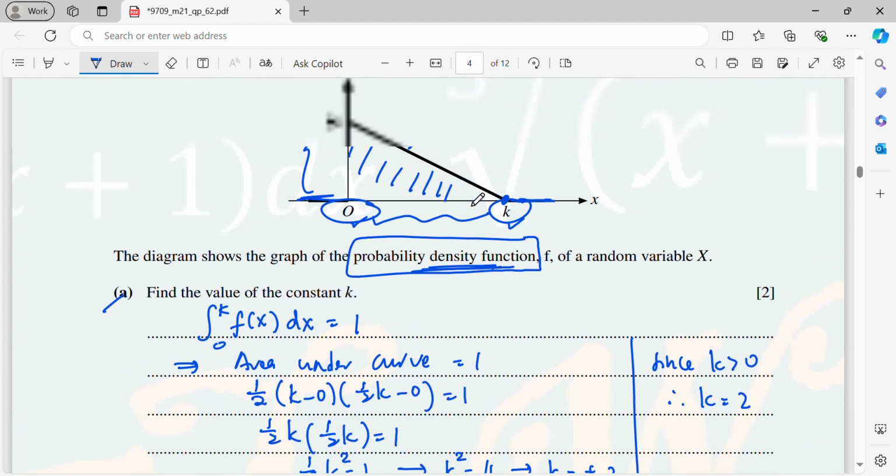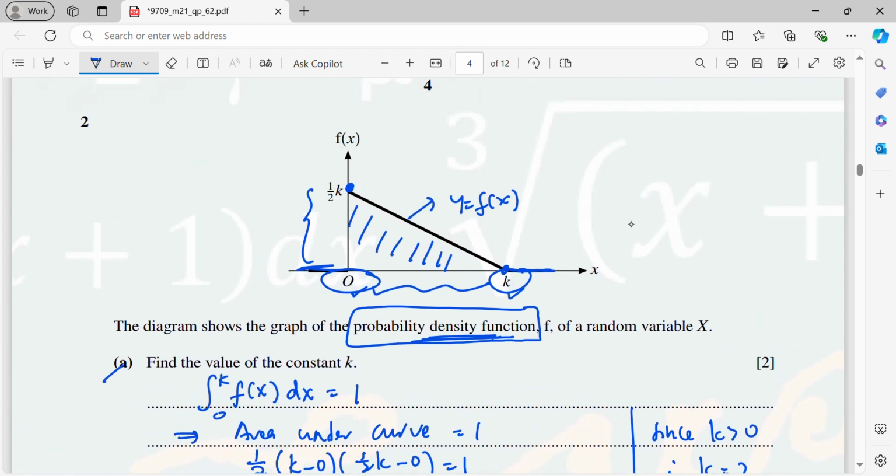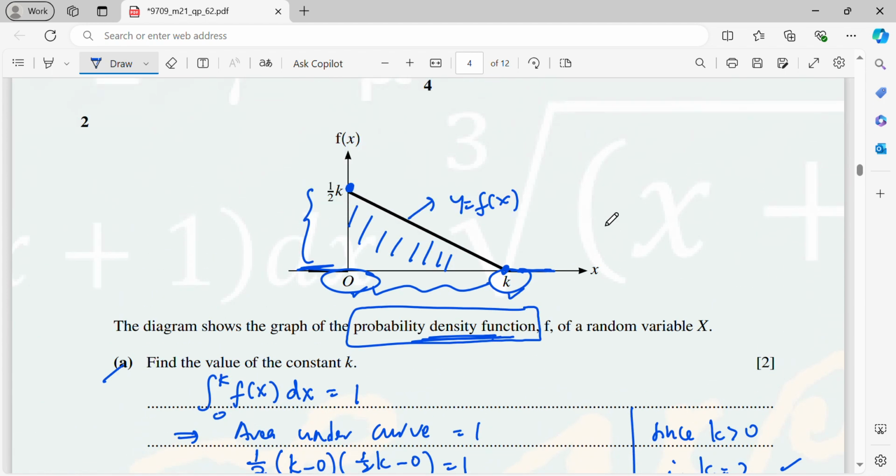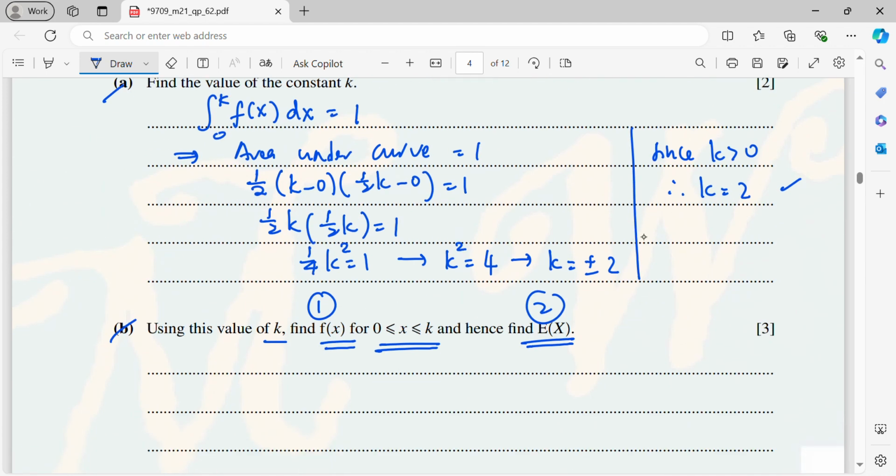So here I found 2 points. When k is 2, from the previous part, this point is basically (2, 0). And for the y-intercept, half times 2 is 1, so this point has coordinates (0, 1). Now with these 2 points, I can find the straight line equation. I will be using (0, 1) and (2, 0).